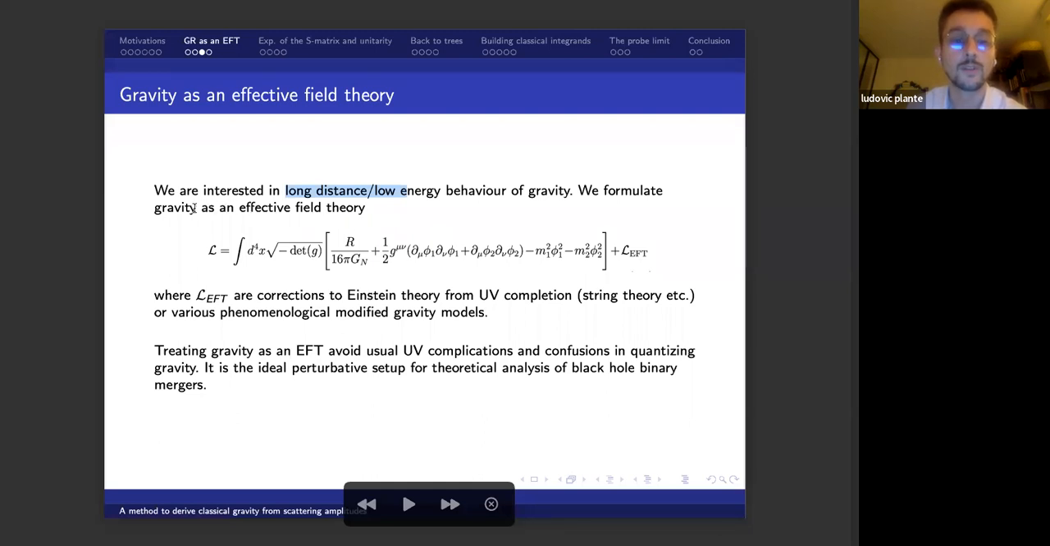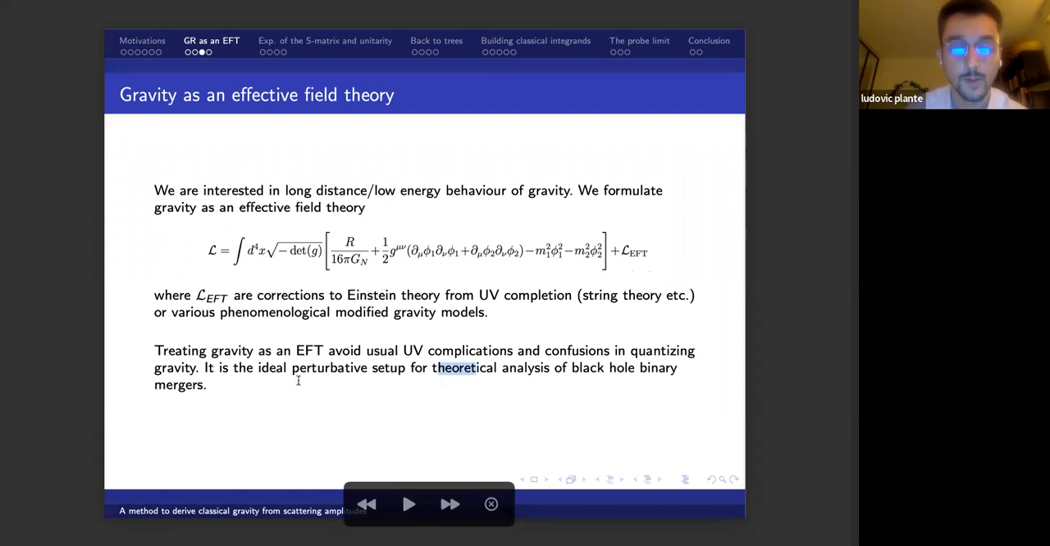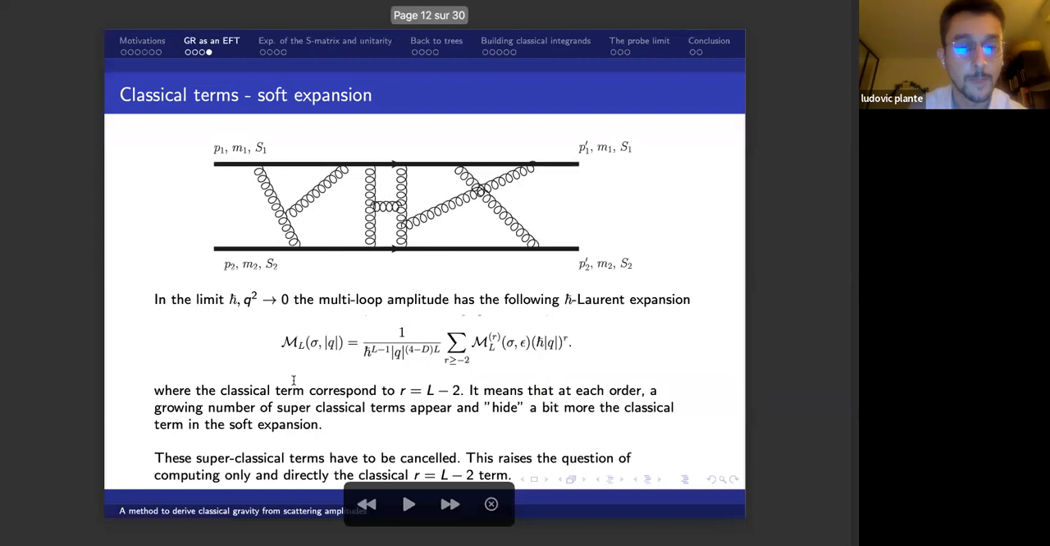So we can use gravity as an effective field theory, building this Lagrangian, and this piece is a correction to Einstein's theory from UV completion. Doing that, we can treat gravity as an effective field theory and avoid all the usual ultraviolet complications in quantizing gravity. So this is a good setup for studying the black hole binary problem.